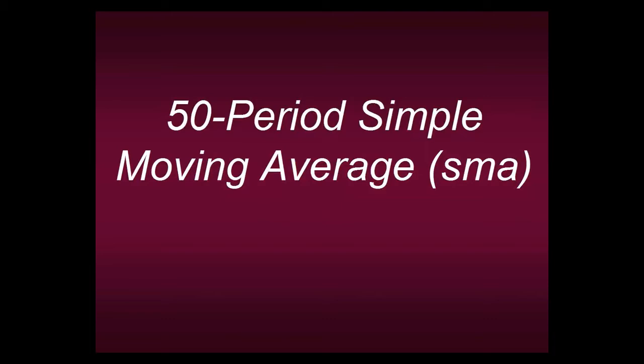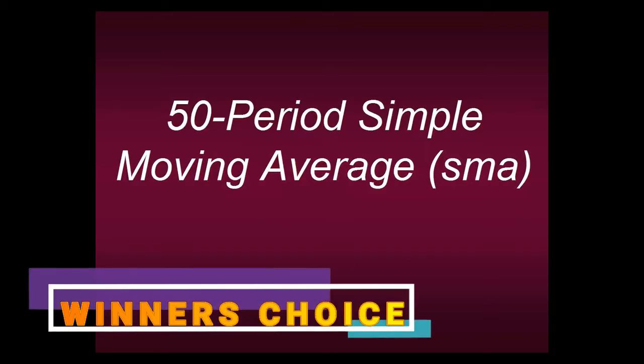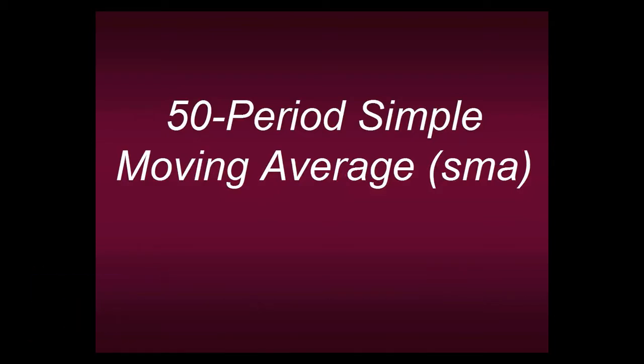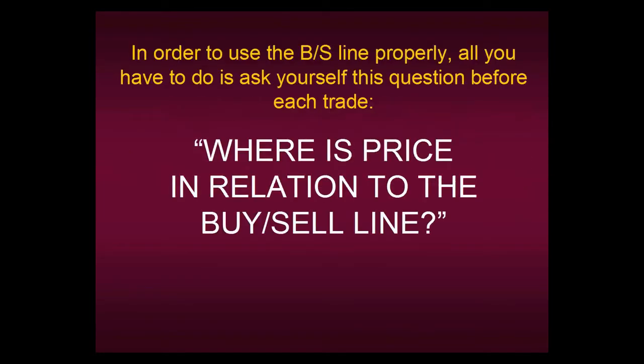That's all it is. But what I want you to do is, on any stock that you happen to be in or any market you're in currently, plot a 50-period simple moving average. It doesn't matter if it's a 5-minute chart or a monthly chart. It doesn't matter what time frame. Just simply plot a 50-period simple moving average. And then once you've plotted that, you have to ask yourself a question, because this is how you use the buy-sell line properly. But you have to ask yourself this question before you pull the trigger, before you buy or sell. And that is, where is price in relation to that buy-sell line or the 50-period simple moving average?